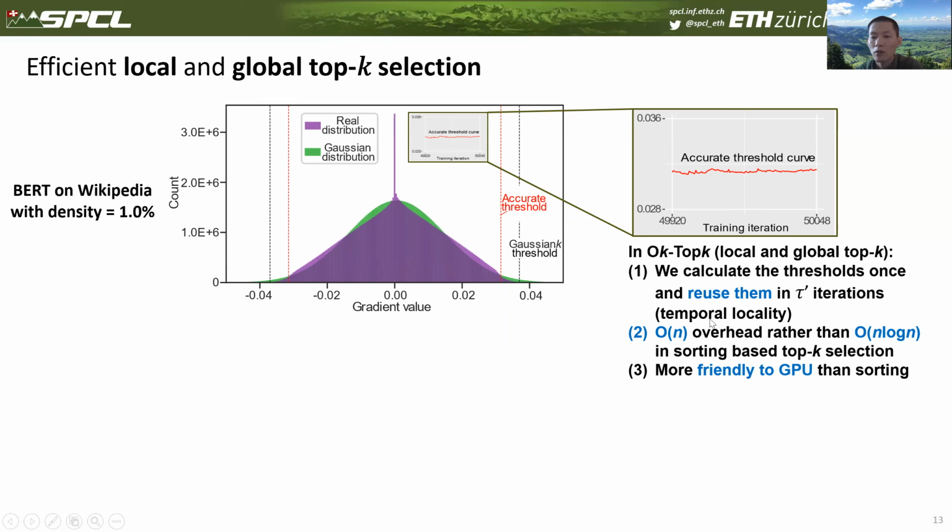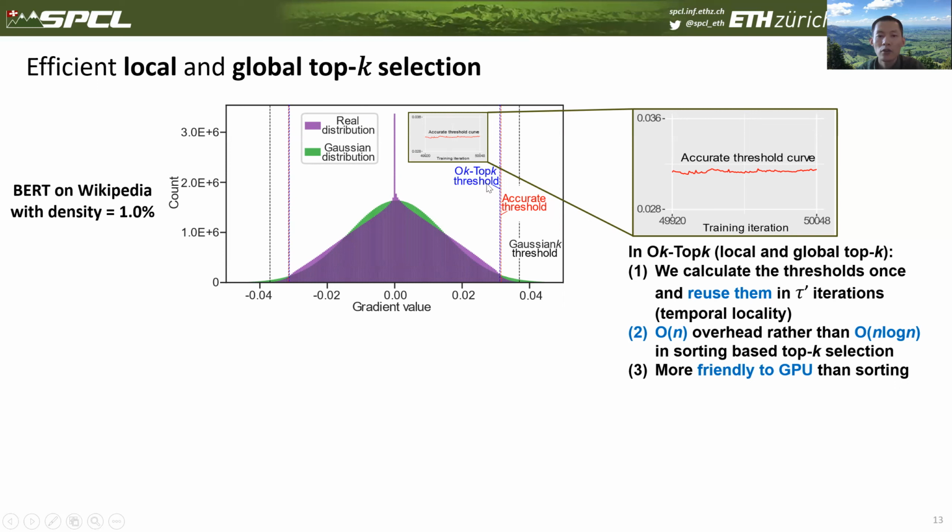Based on the threshold, Ok-Topk can only use O(n) overhead to select the top-k values, rather than O(n log n) in the sorting-based top-k selection. Furthermore, the threshold-based algorithm is also more friendly to GPU than the sorting algorithm.